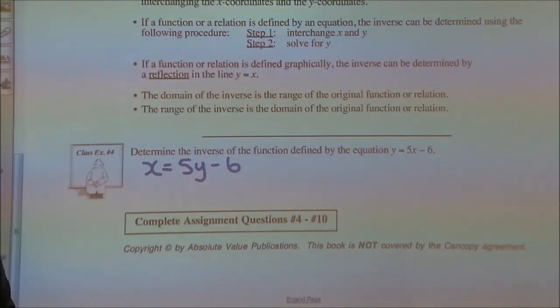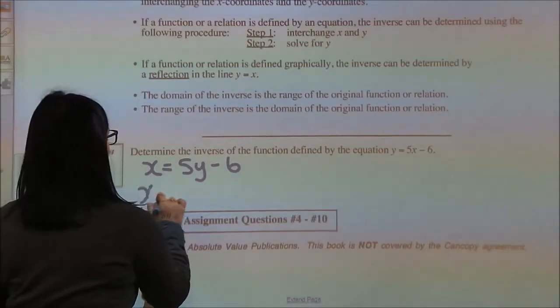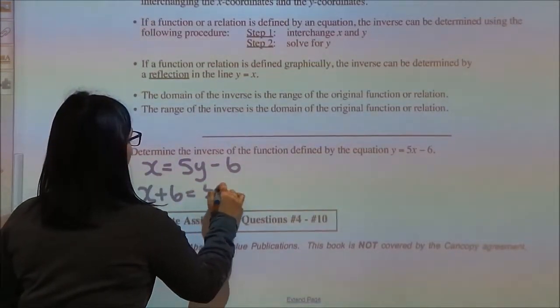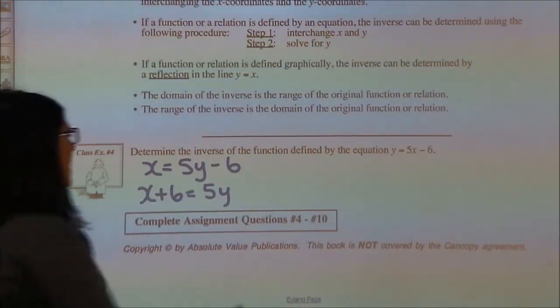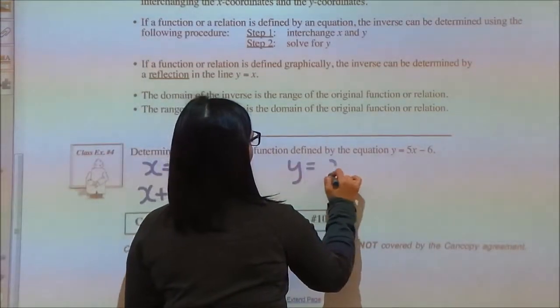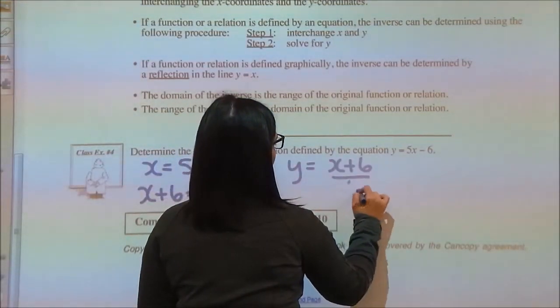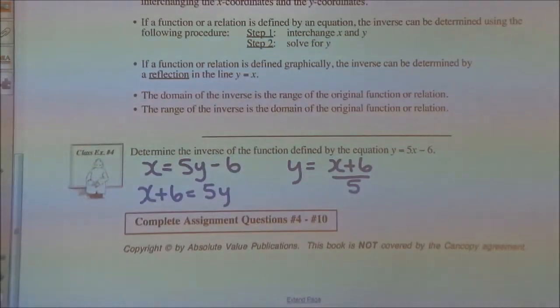Isolated. Okay, so how do I isolate? What do I move first? Add 6 to each side. Then divide by 5. So y would equal x plus 6, all divided by 5.